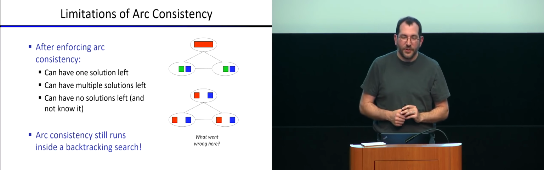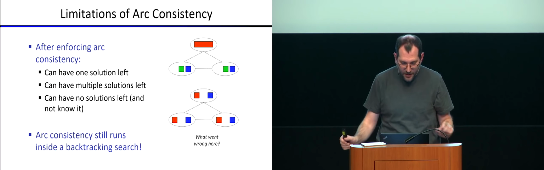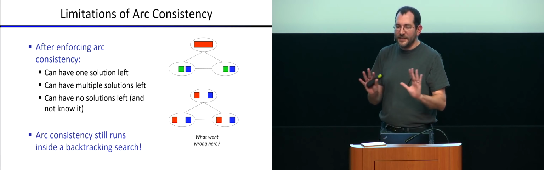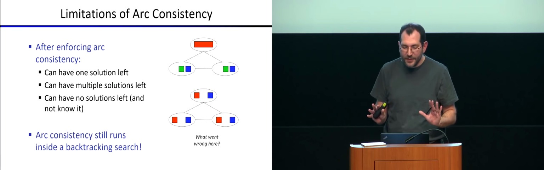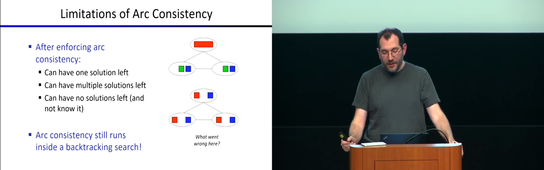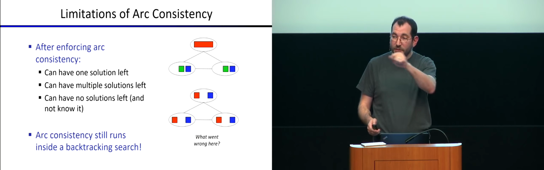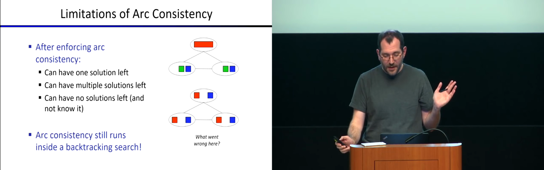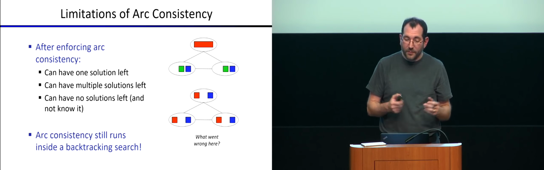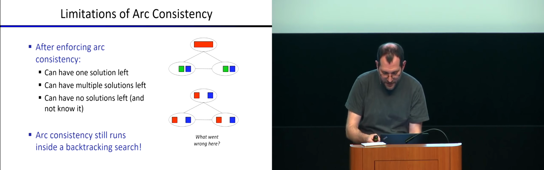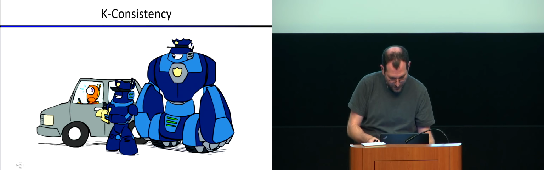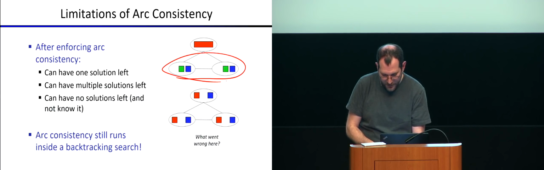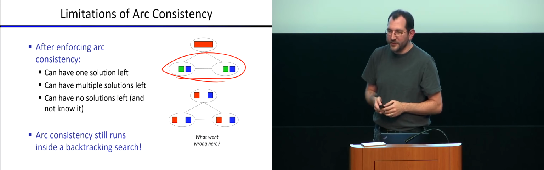We talked about limitations. We're going to address some of these limitations today, though in two very different ways. After enforcing arc consistency, taking your graph, deleting things as necessary until all the arcs are consistent, you can be in a bunch of different states. You can have one solution left and you can greedily assign and everything will be great. You can have multiple solutions left. For example, like the top graph here, there's two solutions here. One of them has to be blue, the other's green. It can go either way.